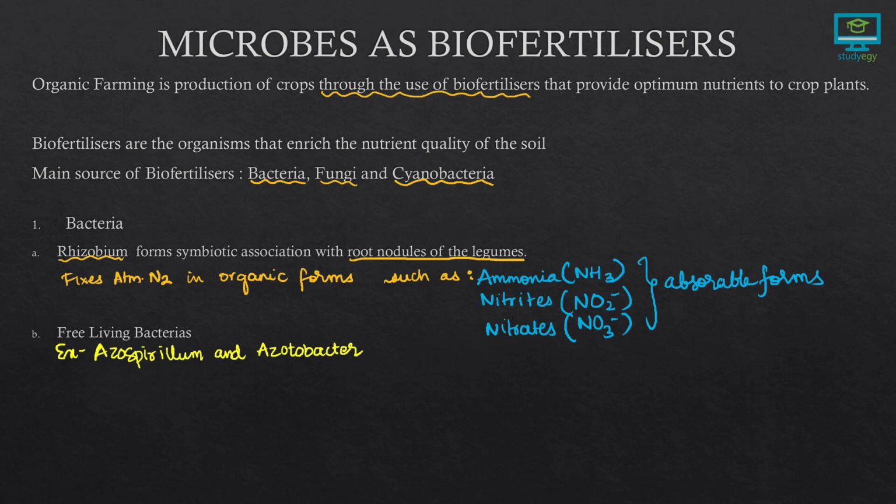Now coming to free living bacteria, the examples include Azospirillum and Azotobacter. Again, these also fix atmospheric nitrogen to the soil. Hence this increases the amount of nitrogen content in the soil. Hence again it helps the plant to easily get nitrogen from the soil.